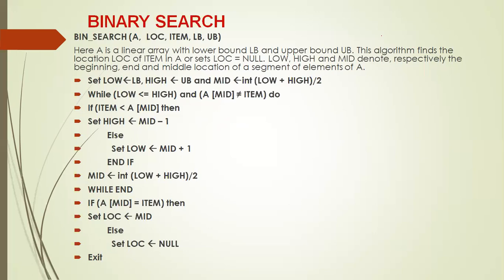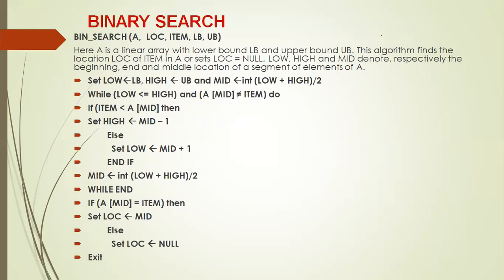Take the middle of those two: low plus high by 2. Low is 1, high is 10, so 1 plus 10 is 11, and 11 by 2 is 5. So your middle position becomes 5. Next, is low less than or equal to high? True, because low is 1 and high is 10.